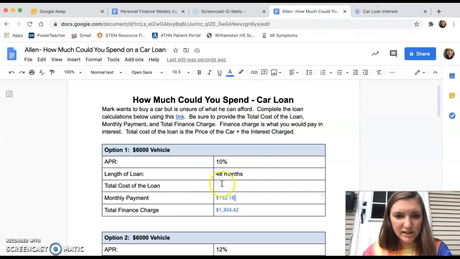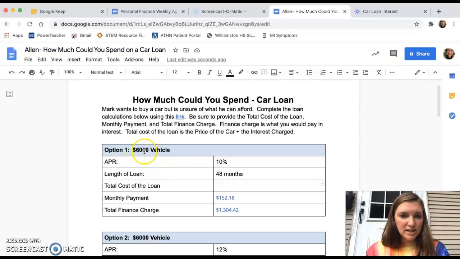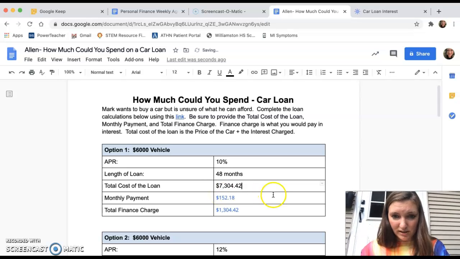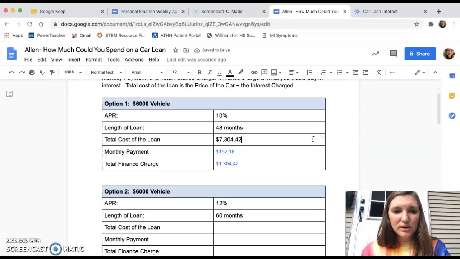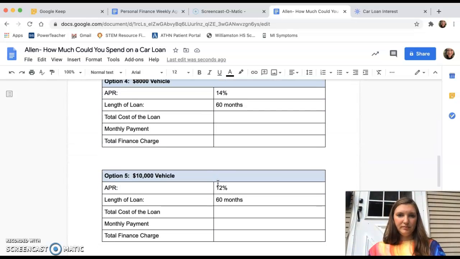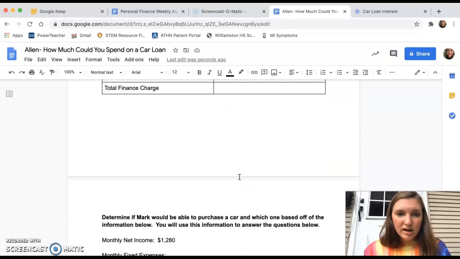Okay, $152.18. The total cost of the loan is this amount plus this amount. So that is going to end up being $7,304.42. Okay? So you're going to go through and do that with each one of these vehicle options. Notice some of them have longer lengths of loans. Some of them have shorter. Some of them have higher interest rates. Some of them have lower.